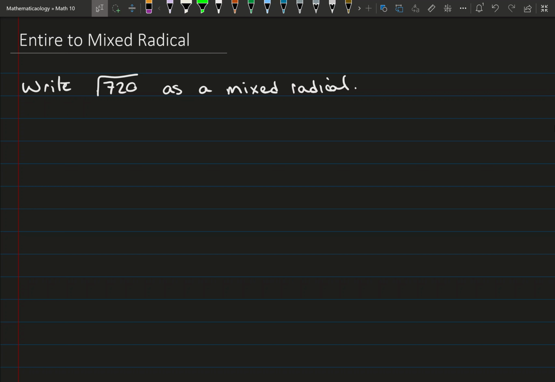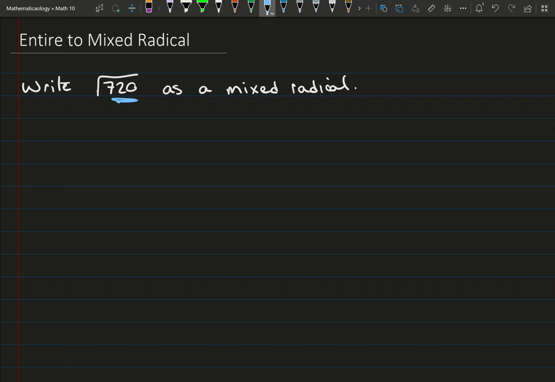Hey everyone, in this video we're just going to walk through a question where we convert an entire radical to a mixed radical. Now, the question is going to look like this, right? Square root of 720 as a mixed radical. Now notice this is an entire radical because everything is underneath the root here. Now, what I want to do, there's a couple ways I could do this.